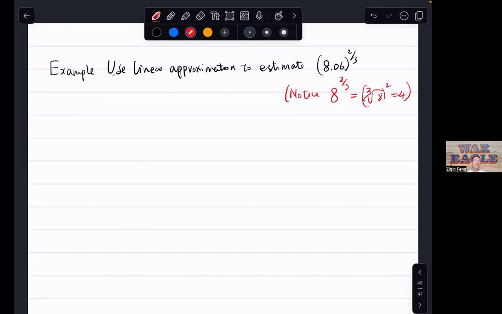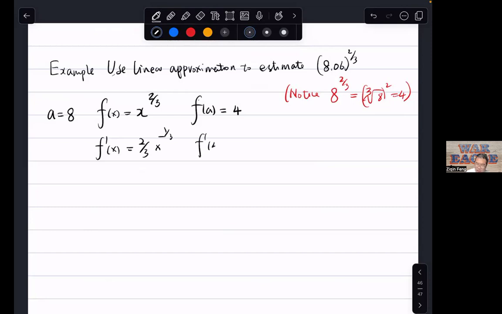This suggests that the A in your linear approximation should be 8. So we can choose our function accordingly. Our A here should be 8, and f of x should be x to the power 2/3. A different choice of A gives a different choice of function. By our calculation, f of a equals 4. f prime of x is 2/3 x to the negative 1/3. So f prime of 8 equals 2/3 times 1 over the cube root of 8. So this is 1/3. Now we are good.